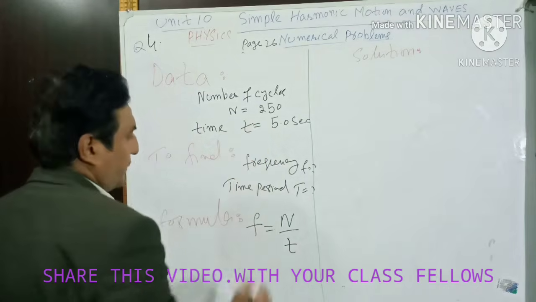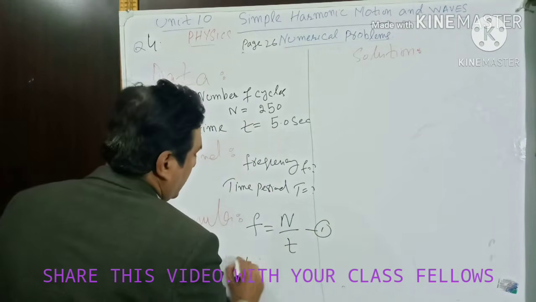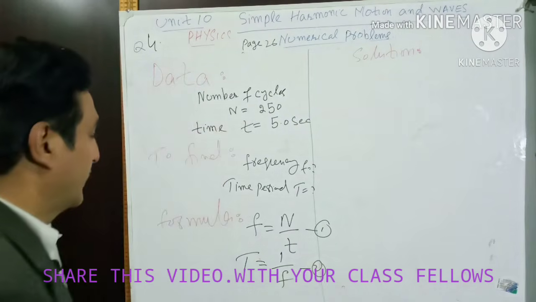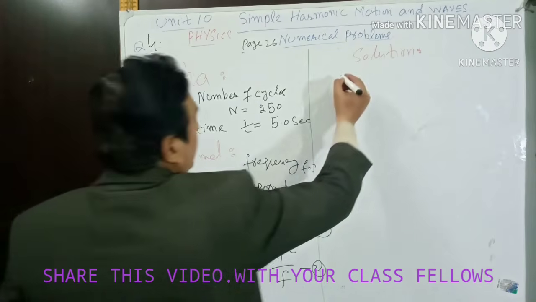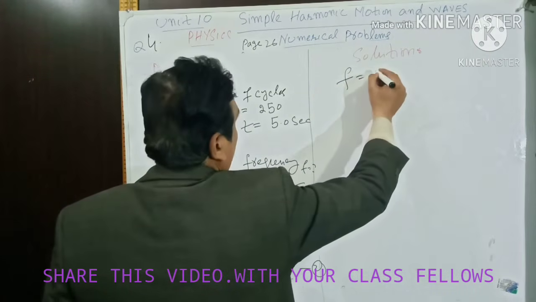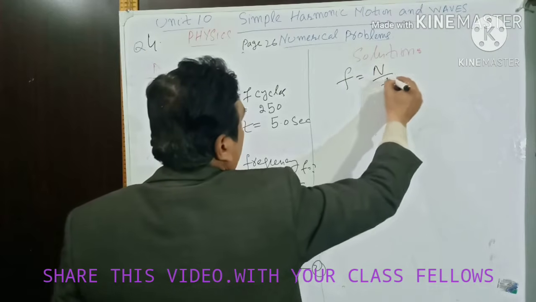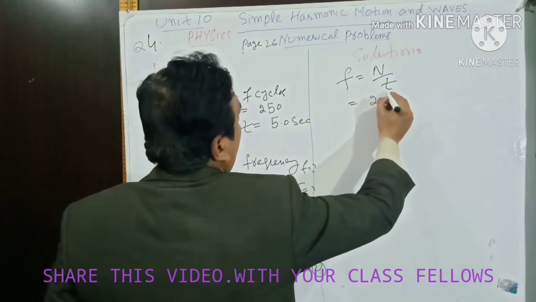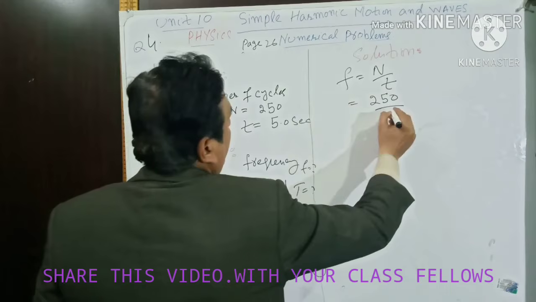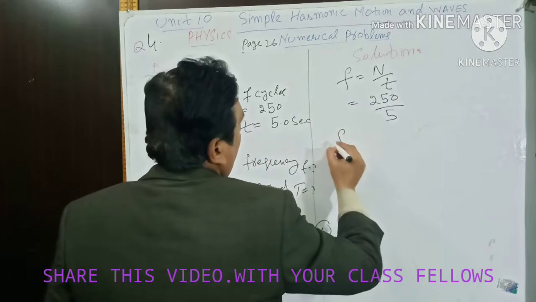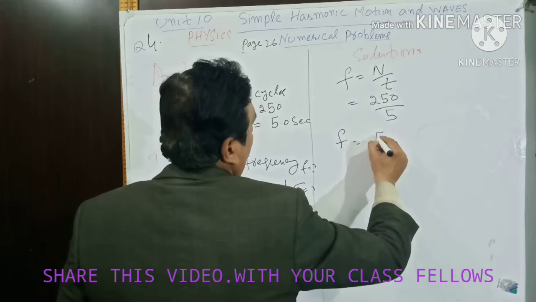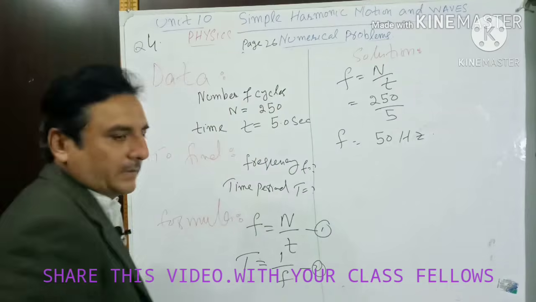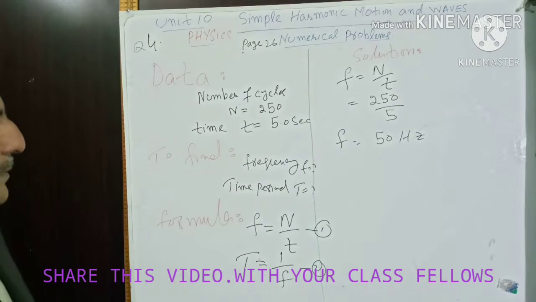Right, small t. And time period is the reciprocal of frequency. Solution. f is equal to n by t. First we put n as 250, and the time is 5. So 5 fives are 25, 50 cycles per second. Frequency means cycles per second.